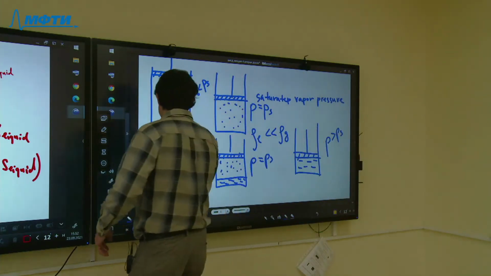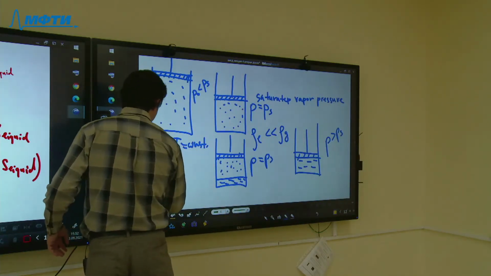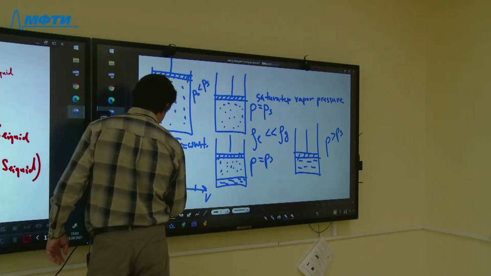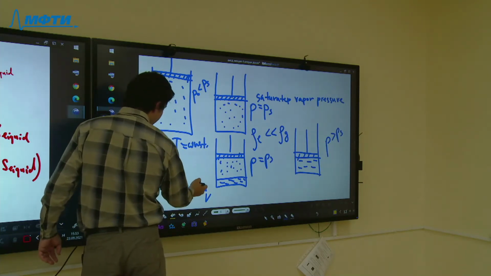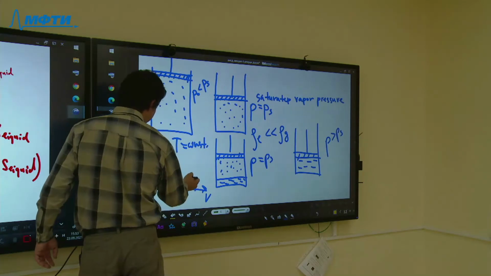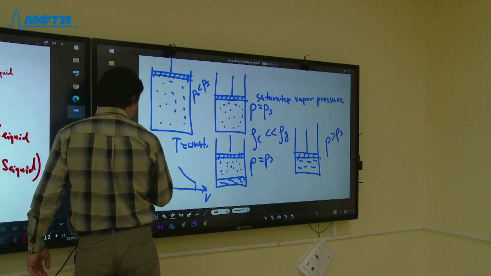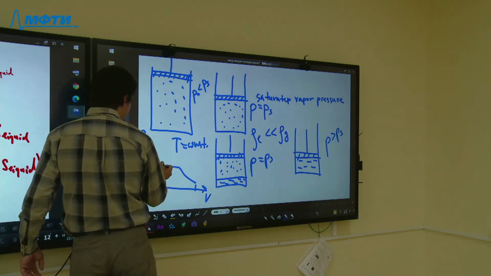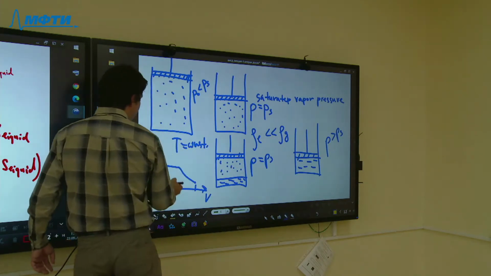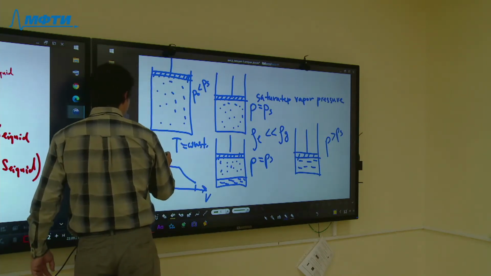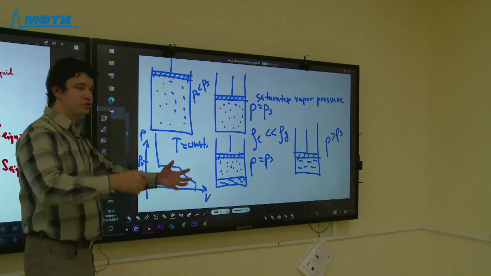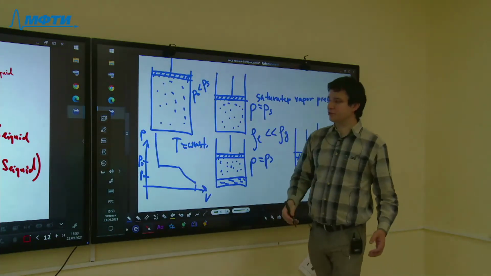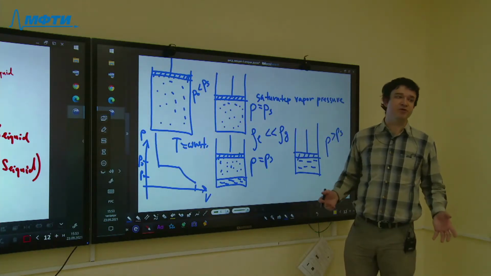So if I present this on the PV diagram, I start from somewhere here at a very small pressure P0 at some volume, and I decrease volume until I reach P_S, saturated vapor pressure. Then the pressure would remain constant until I transform all of the matter into the liquid phase, and then there would be the sharp rise in the pressure as I want to decrease the volume even further. So this is the isotherm of a typical real gas, how it looks.